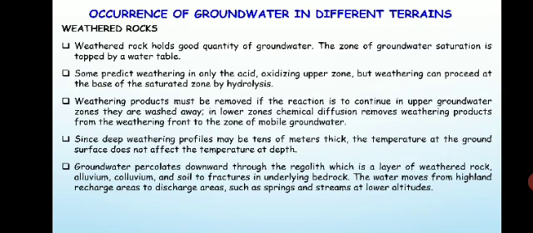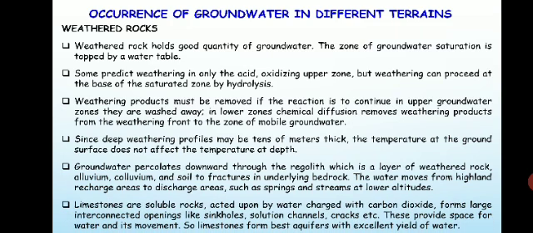The water moves from highland recharge areas to discharge areas like springs and streams at lower altitude. How this water comes onto the surface is that the groundwater follows the slope. It moves from highland recharge areas to the low-lying discharge areas, and through the springs and streams at the lower altitudes, this groundwater will come onto the surface.